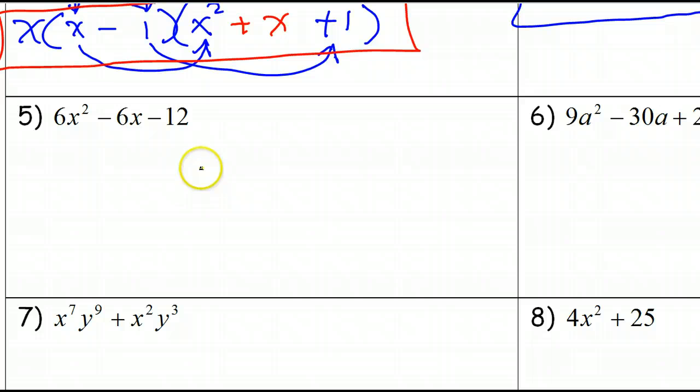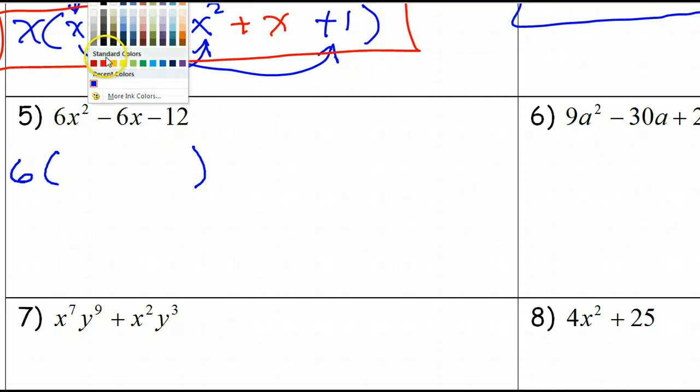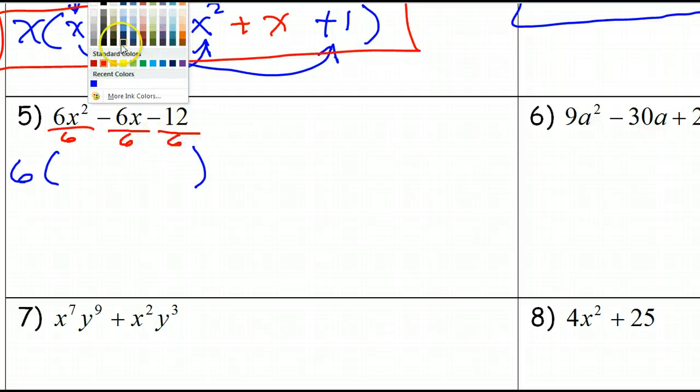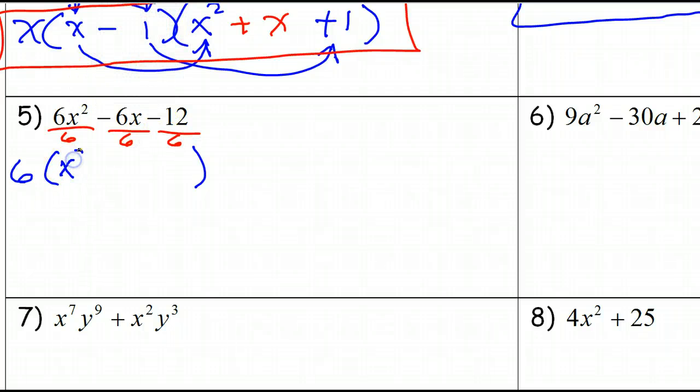Alright, what is the first step of factoring? GCF, Mr. Burton. All of these are divisible by 6. 6 is the greatest common factor. So bring that 6 out. And then divide everything by 6. If you do that, what you get is x squared minus x minus 2. This can be factored further.